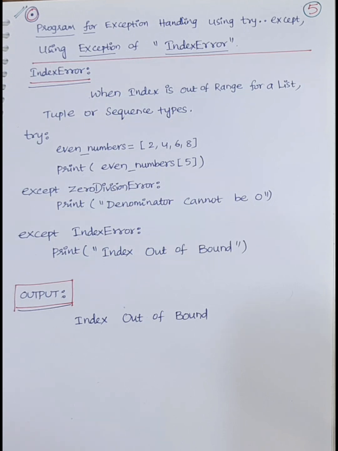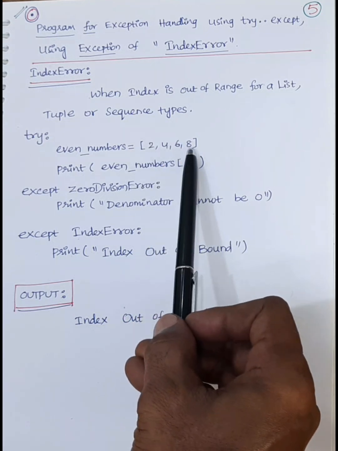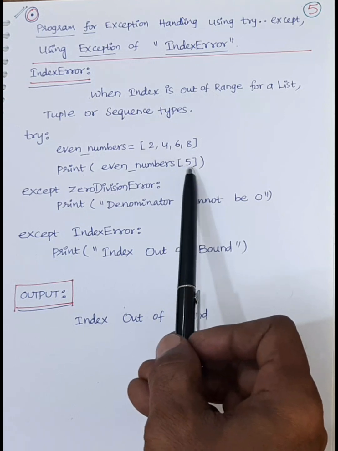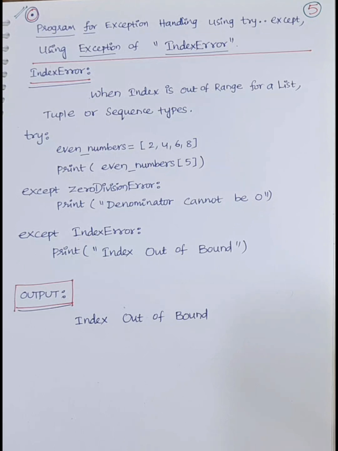But here I am going to display the fifth index. Here we stopped with index value 3 only. The 0th index is 2, the first index is 4, the second index is 6, the third index is 8. But how can I display even_numbers[5]? The fifth index is not there. In my list, the last index value is 3; these are the index values. How can I display the fifth index value? It's not possible. So here we keep the raising of the error in the try block.